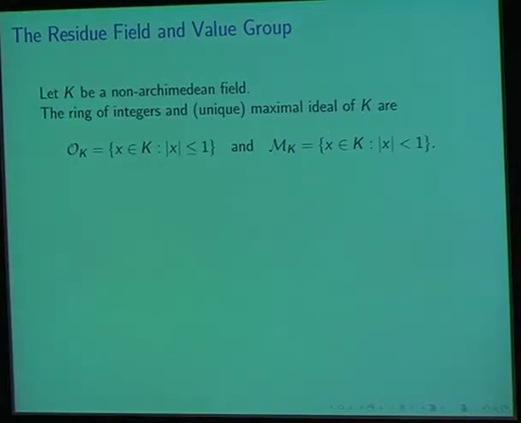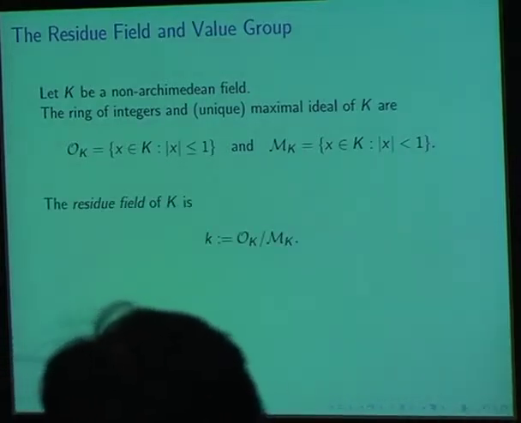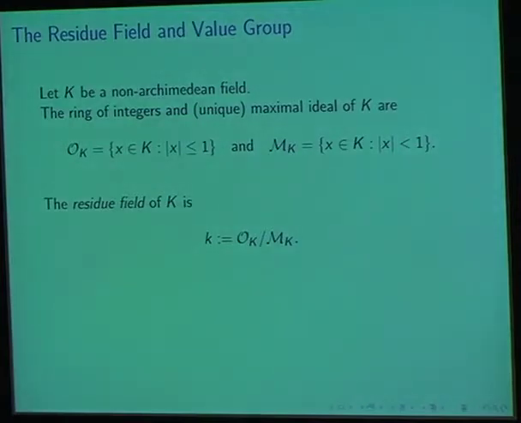And it has a unique maximal ideal, namely the open unit disk, the set of all stuff of absolute value strictly less than 1. And it's easy to check that that is indeed a maximal ideal and unique. So since it's maximal, if you take the quotient, you get a field, which is often called the residue field. And it's a useful property of the original field.